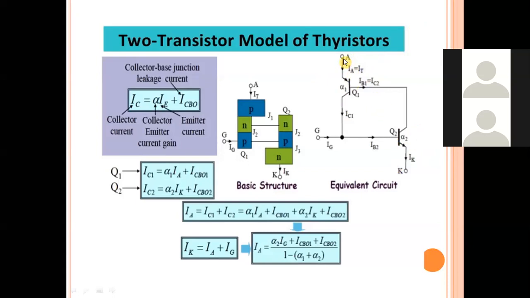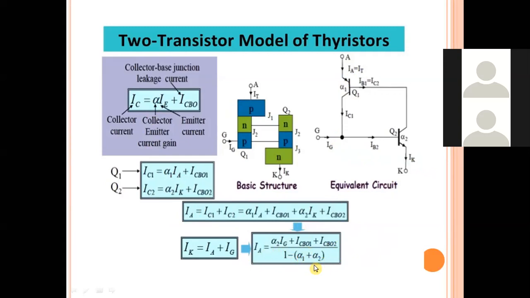From the circuit, it can be concluded that the total anode current is equal to IC1 plus IC2. You simply equate these equations and get a final equation for IA. In this case you also have the relation for IK: the cathode current is nothing but the sum of gate current and IA. Substituting this in place of IK, you get the final expression: IA is equal to alpha 2 Ig plus ICB naught 1 plus ICB naught 2, divided by 1 minus (alpha 1 plus alpha 2).